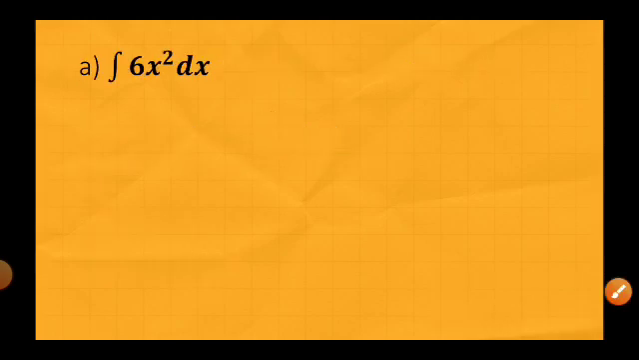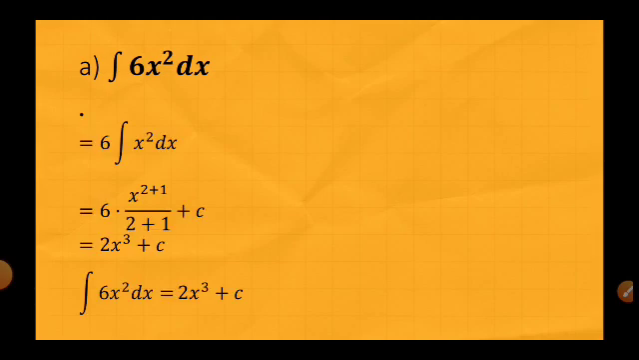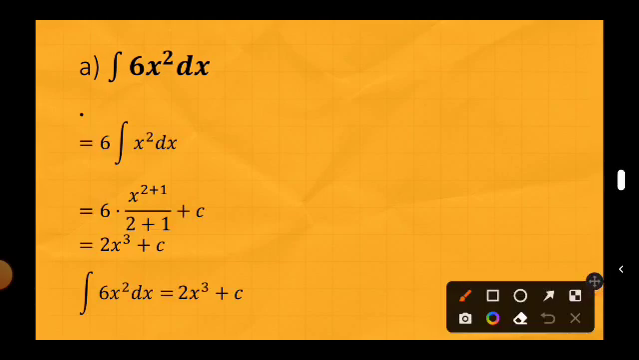So for our example A, we have the indefinite integral of 6x raised to 2 dx. Applying the constant multiple rule, we see that we have the constant of 6, so we put it outside of the integral operator, and then our function x squared dx. After we separate this constant 6 from our function, we perform the power rule, which is 2 plus 1, and then it will become the denominator of the function: x squared plus 1 over 2 plus 1, plus the arbitrary constant c.